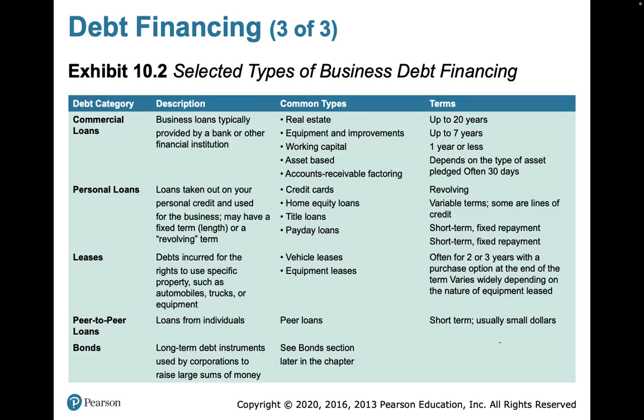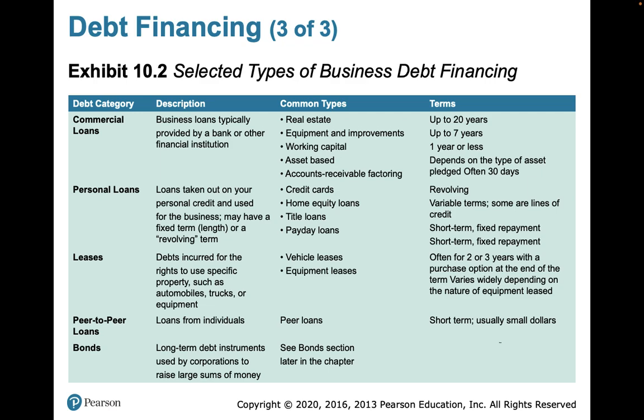This is it, and you could select the types of business and debt financing. You see, we have commercial loans, personal loans, leases, peer-to-peer loans, and bonds. For the commercial loans, these are typically provided by a bank or other financial institution, and you must look at the terms of each of these loans to see how it best suits you. You have up to 20 years, up to 70 years, and 1 year or less to pay in some, depending on the type you are going for.